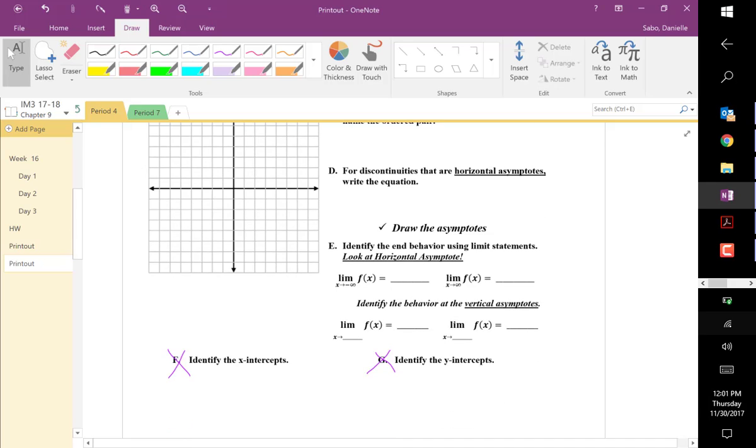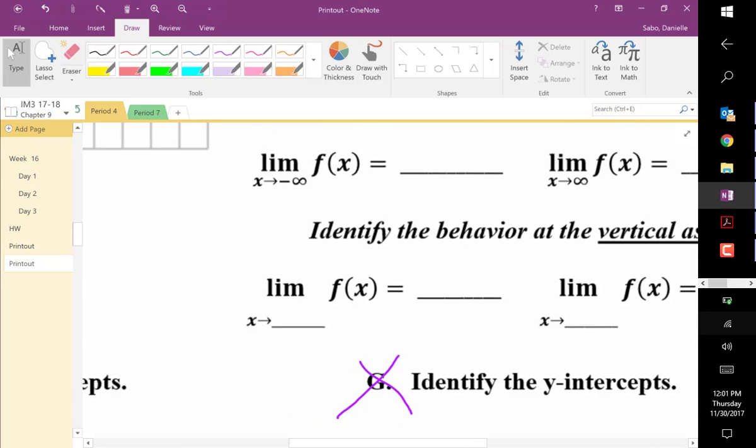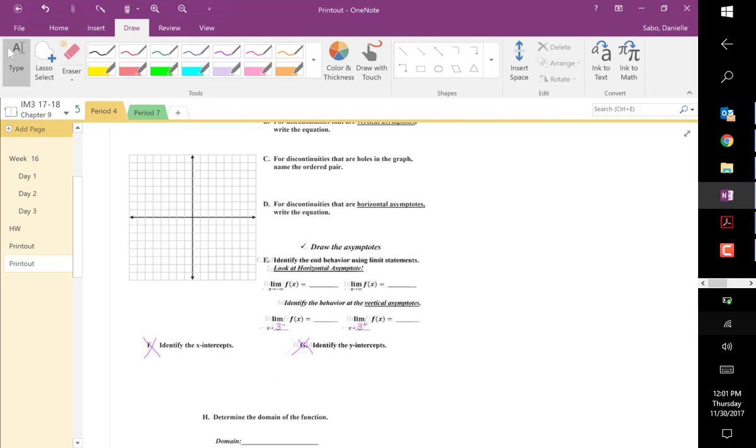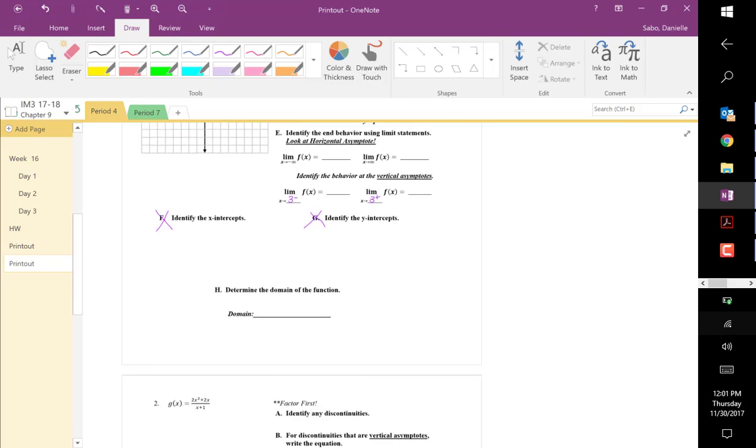Let's fill in this part right here where it says vertical asymptote end behavior. Put a 3 minus sign. Remember that means 3 from the left. This means 3 from the right. So I wanted to help you out because I will be putting those on the exam for you to help you, because this is kind of hard. The rest you can do for sure.